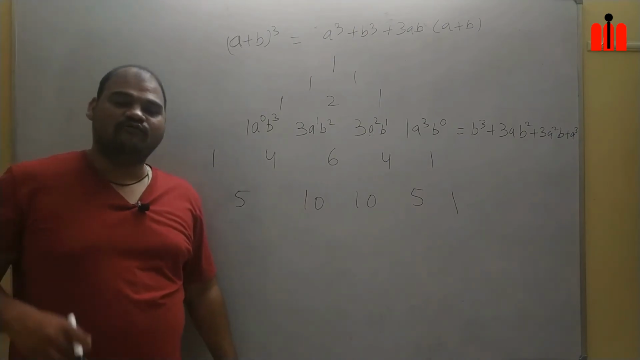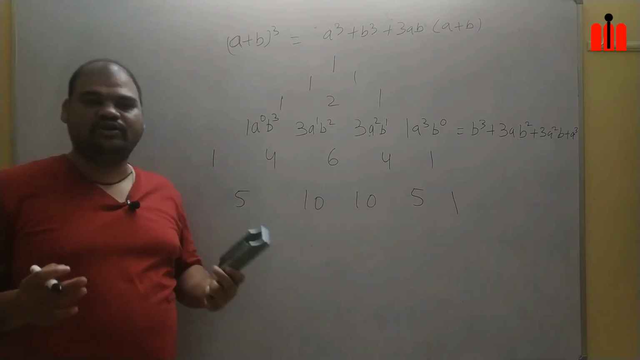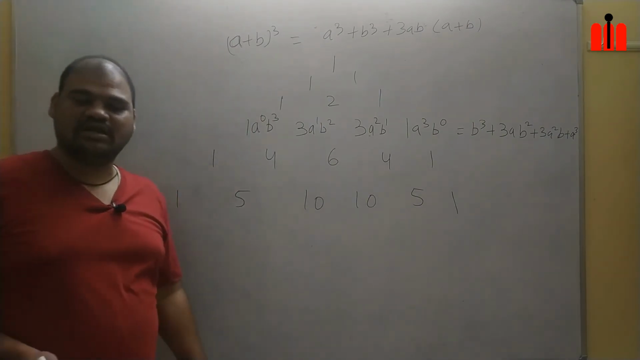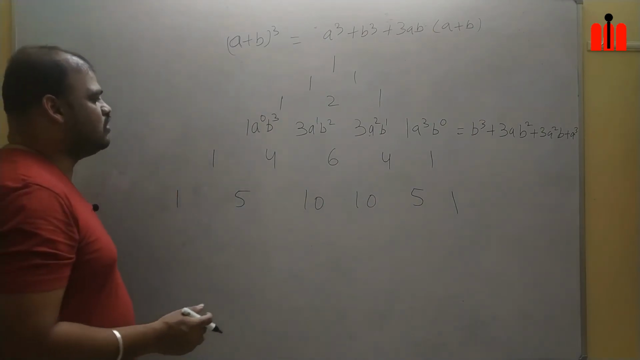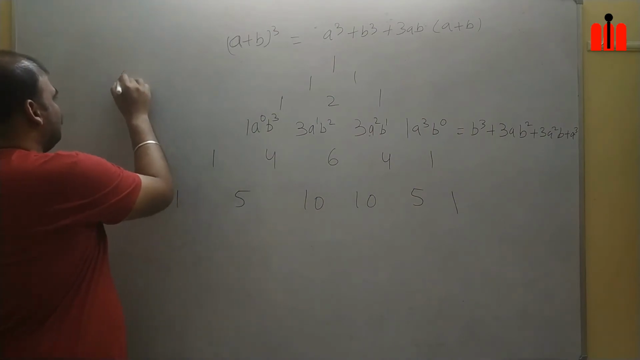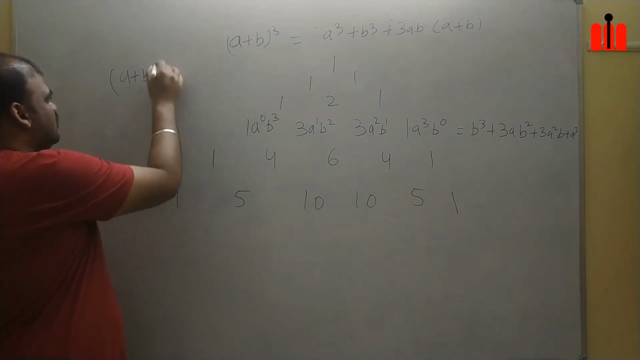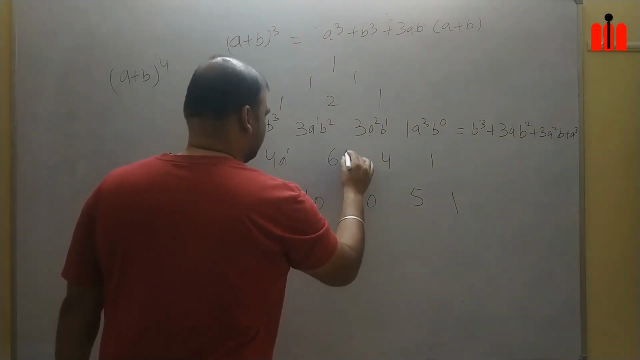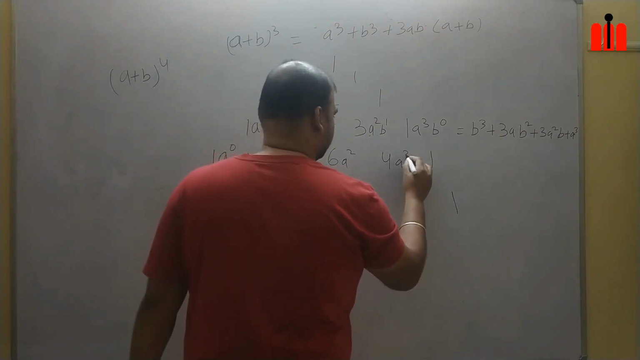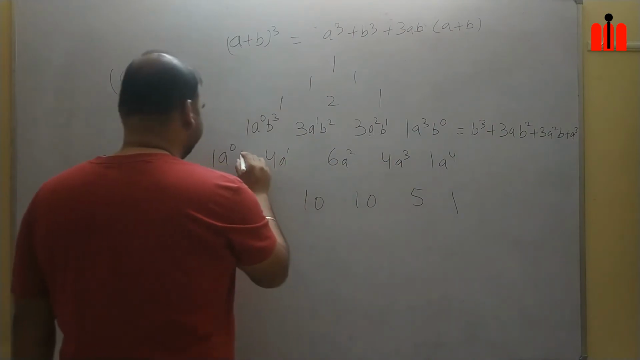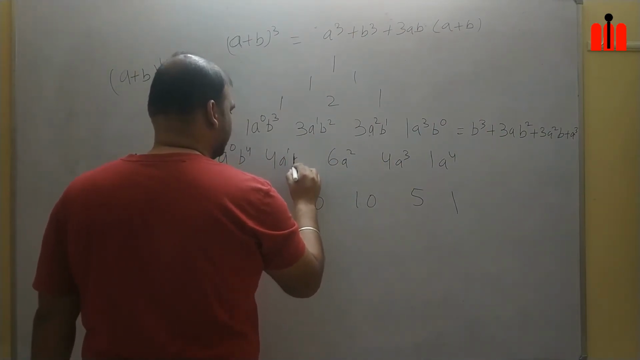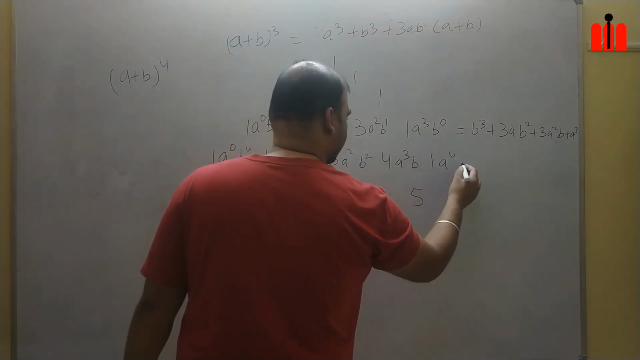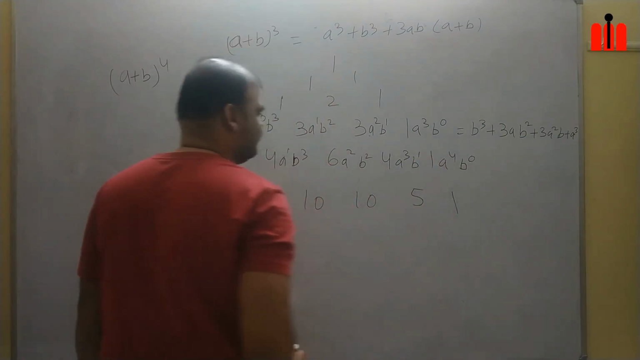Now once it is the power of 4, you need not keep every formula in memory. For that this Pascal triangle is very easy. Suppose you want the formula for (a plus b) to the power of 4. I will write it here: a to the power of 0, a to the power of 1, a to the power of 2, a to the power of 3, a to the power of 4, and b to the power of 4, b to the power of 3, b square, b, and b to the power of 0.